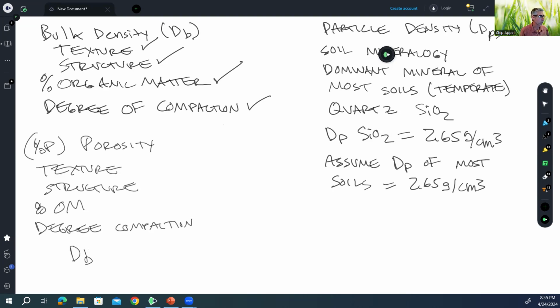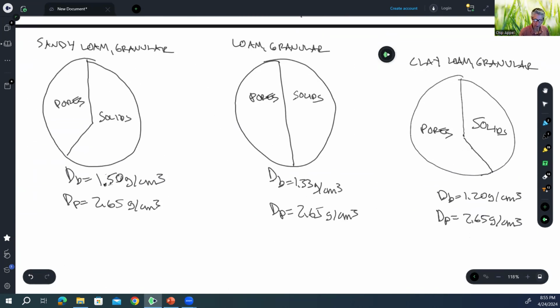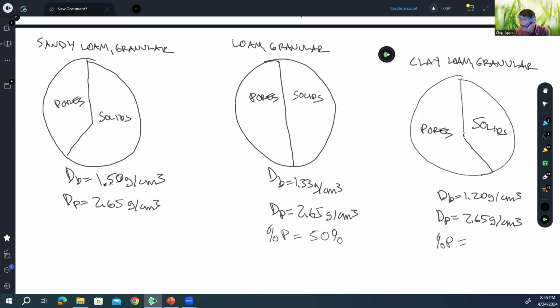So let's go, no, let's go here again. We're going to go down here to get this started. So here we have the soils that we were working with before: loam granular, clay loam granular, sandy loam granular. And we know that the loam granular, the ideal soil, which has a bulk density of 1.33, particle density of 2.65, has a porosity equal to, you said it, 50%. And looking at the clay loam granular, we know that the porosity has got to be higher than 50% because the pore spaces take up more actual volume than in the loam granular. So in this case, the porosity is going to equal 55%.